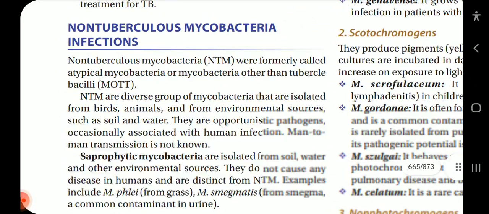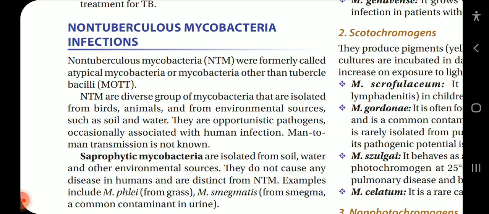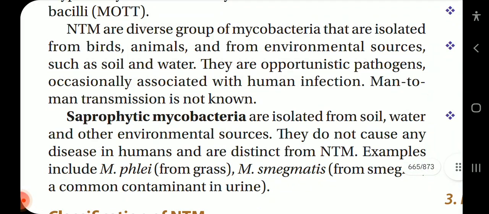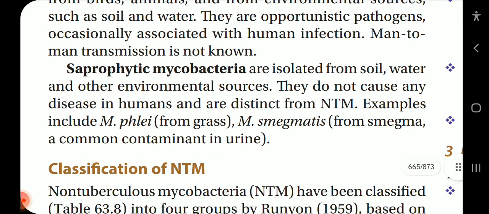Okay, now coming on to the non-tuberculous mycobacteria infections. Non-tuberculous mycobacteria were formerly called atypical mycobacteria or mycobacteria other than tubercle bacilli, MOTT. NTM are a diverse group of mycobacteria that are isolated from birds, animals, and from environmental sources such as soil and water. They are opportunistic pathogens occasionally associated with human infection. Man-to-man transmission is not known.